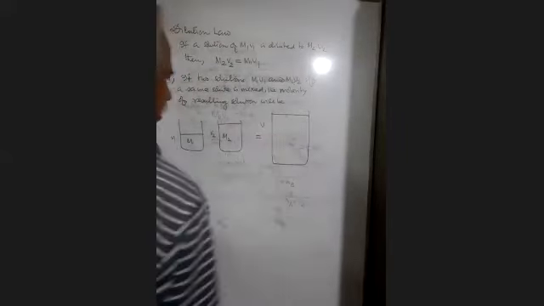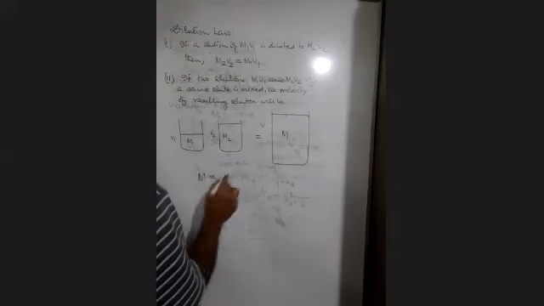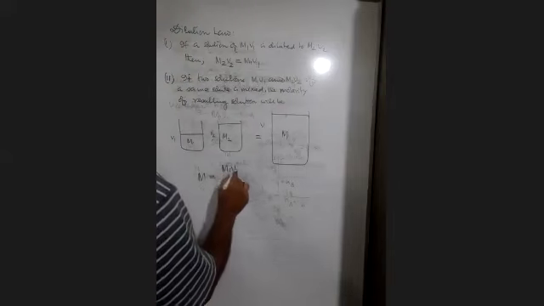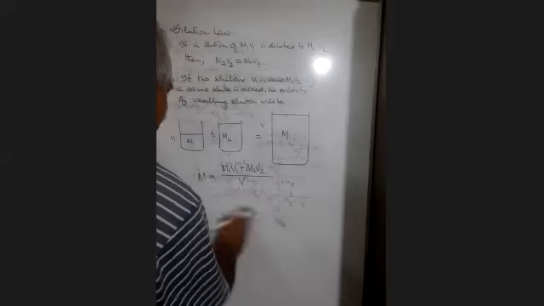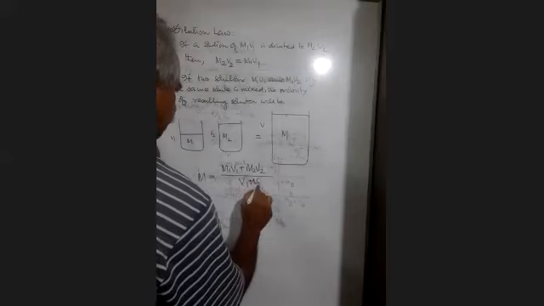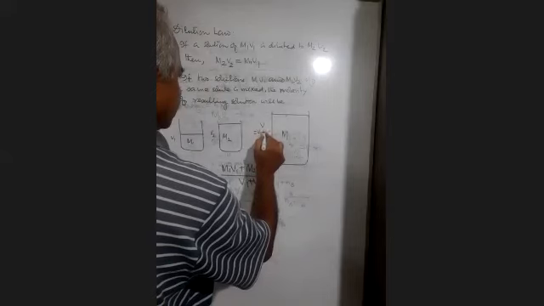Then, oh sorry, molarity of the resulting solution will be M equal to M1 V1 plus M2 V2 by V. So what is V here? What is V here? You can write here now. Okay, I'll write in one step. V1 plus V2. So what is V? It is equal to V1 plus V2.